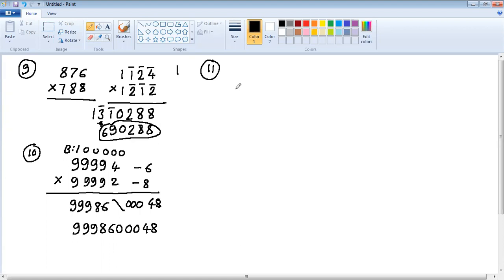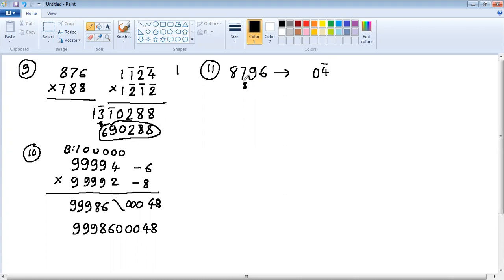Question number 11. Convert normal to vinculum. The number given is 8796. You have to convert to vinculum. 6 is above 5. Take complement. Put dash. Add 1. 9 plus 1 is 10. 0. So carry 1 here. This becomes 8 now. 6 above 5, take complement, put dash, add 1. So 9 becomes 10. 10 out of 10, we are taking 0.